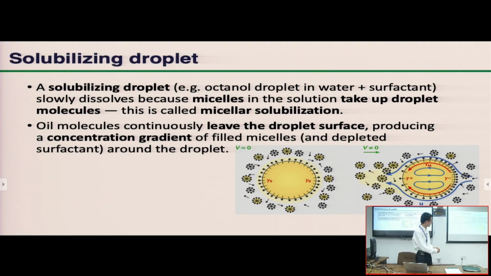The other one is a simpler system. It's a solubilizing droplet, such as an oil droplet, okay, in water. And there are surfactants there. So what happens is the oil is going to be taken up by the micelles outside. Essentially the droplet is slowly dissolving, okay? And that's called micellar solubilization. So the oil slowly and continuously leaves the droplet surface, and then you produce a concentration gradient of these filled-up micelles. And again, if you do the hydrodynamic analysis, there's an instability that occurs.